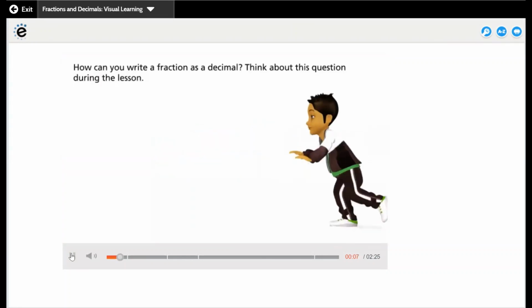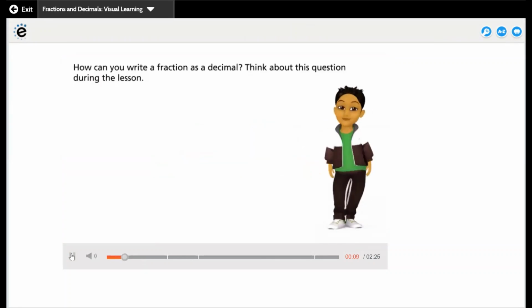How can you write a fraction as a decimal? Think about this question during the lesson. So, how do we write a fraction as a decimal? We will convert the fraction into a decimal. What is a decimal? For example, 0.1 is a decimal number because we have the decimal point.